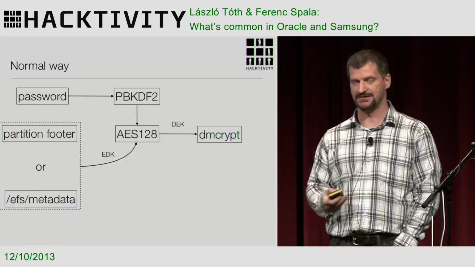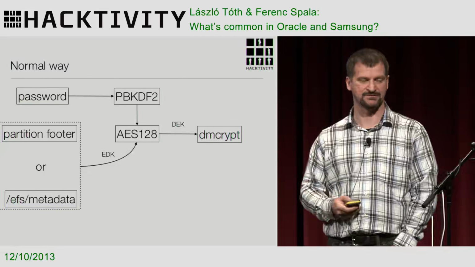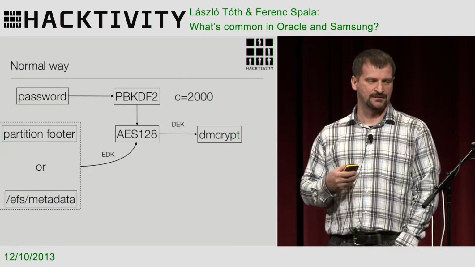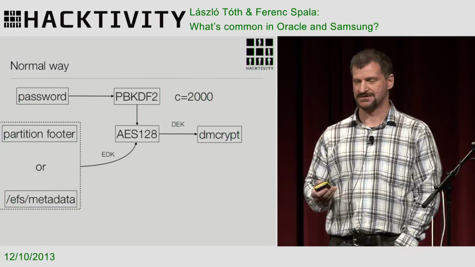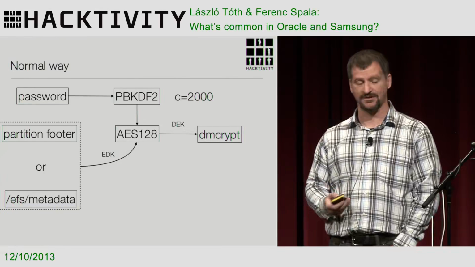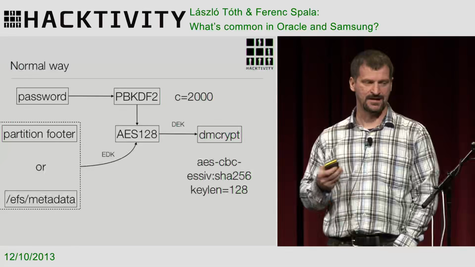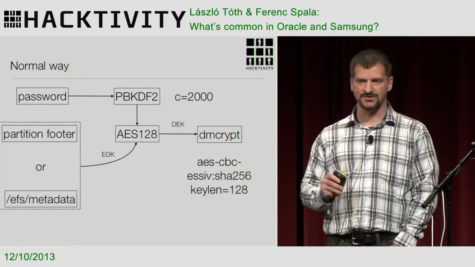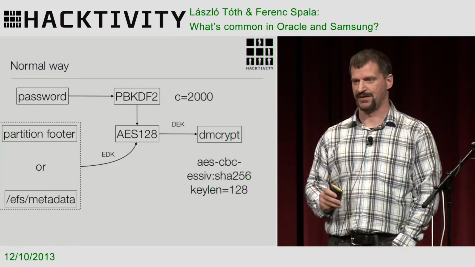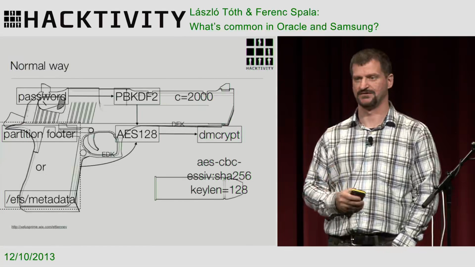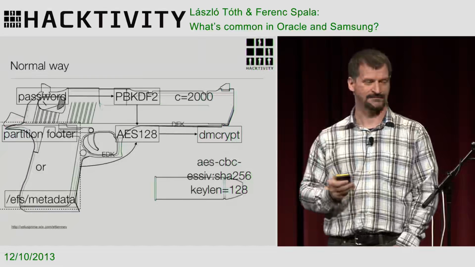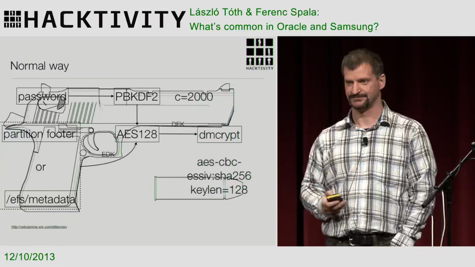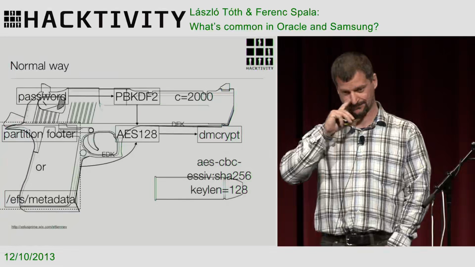We will demonstrate this later in our presentation in case of the Samsung phone. The key derivation function uses 2000 cycles in theory, in practice it is 4000. And dm-crypt uses AES CBC. Fortunately, this diagram is easy to remember because it looks like a Desert Eagle with a bullet.